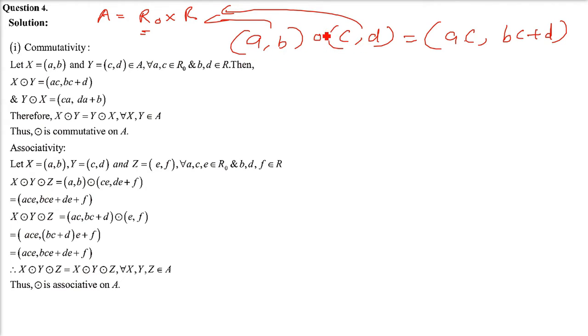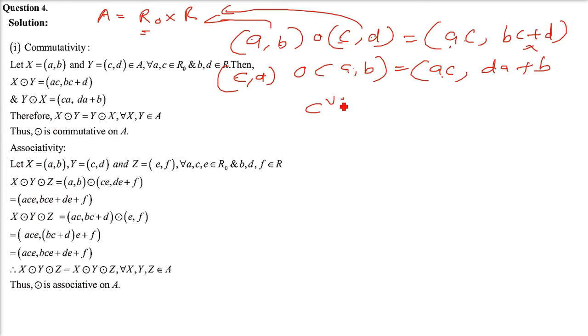When we operate (A, B) with (C, D), if we operate (C, D) with (A, B), the same should come. So (A, B) with (C, D) is already given. Let us do it with (C, D) and (A, B). What is happening? C should multiply with A. Next is D into C plus B, sorry, here in this case we get D into A plus B. Now you see they both are not equal. AC is okay, but the second part is not equal. So this is not commutative. Please remember it is not commutative.